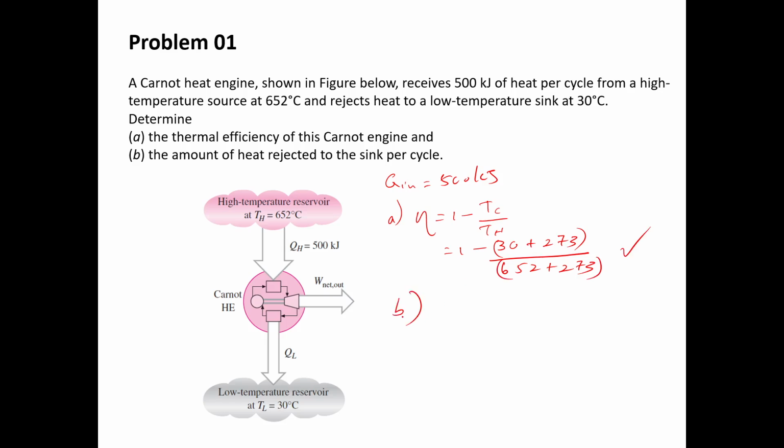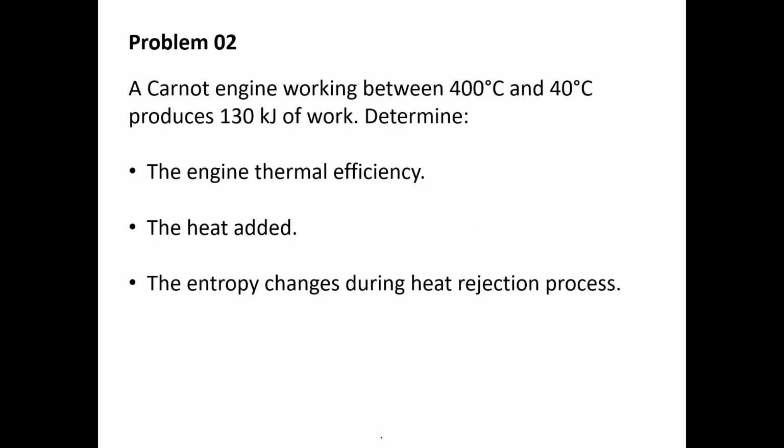Then B, the amount of heat rejected to the sink per cycle. Once you know the eta, which is the working efficiency, you can derive the heat rejected to the sink. The heat received is 500, so 500 times 1 minus eta is the heat rejection. So that is the answer for A and B, right? This one you can work on your own.